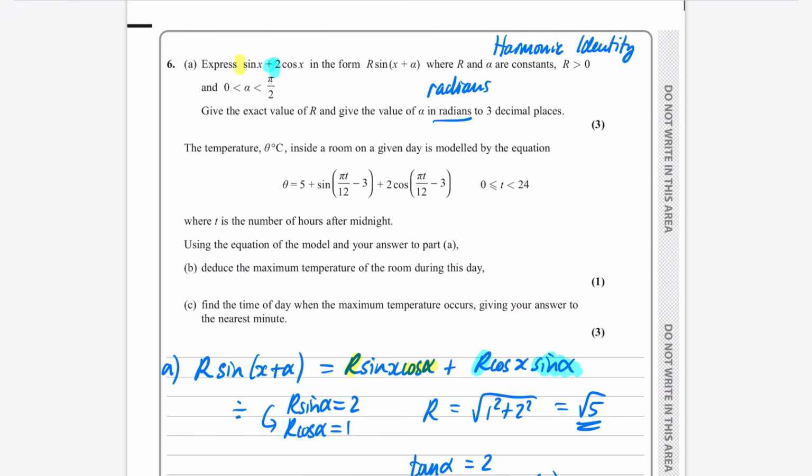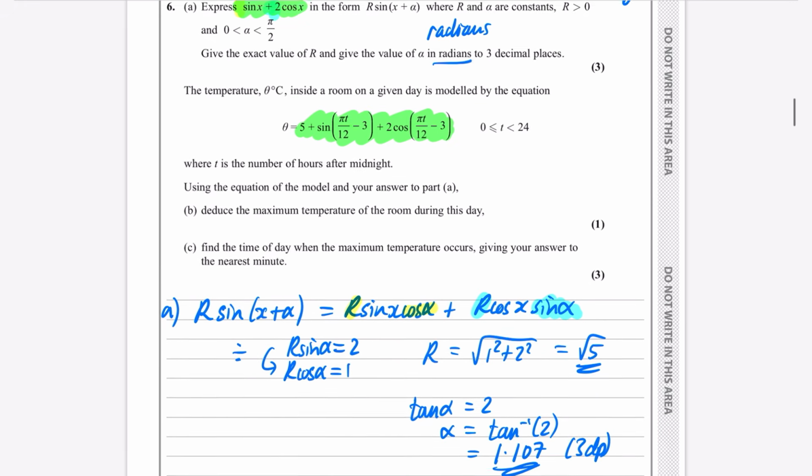The temperature theta degrees inside a room on a given day is modelled by this equation. Now, always what you want to do when it's the same kind of theme of question, you want to think, how does this thing that we've got here relate to the original thing that we're talking about? And it says that t is the number of hours after midnight. Using the equation of the model and your answer to part a, deduce the maximum temperature of the room during this day. So let's actually just take this equation that we've got and let's rewrite it.